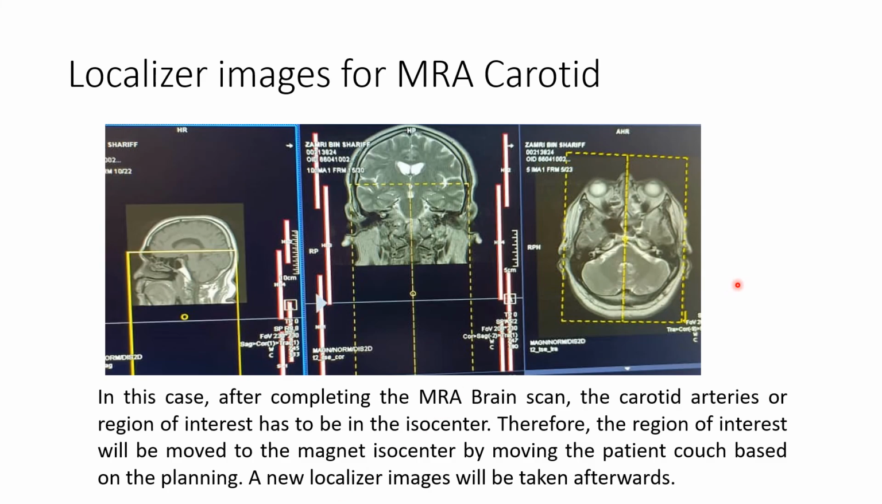After we finish the MRA brain, using the same coil without moving the patient, we have to localize the images for MRA carotid. In this case, after completing the MRA brain scan, the carotid arteries region of interest has to be in the isocenter of the magnet. Therefore, the region of interest will be moved to the magnet isocenter by moving the patient couch based on the planning here. New localizer images will be taken afterwards.